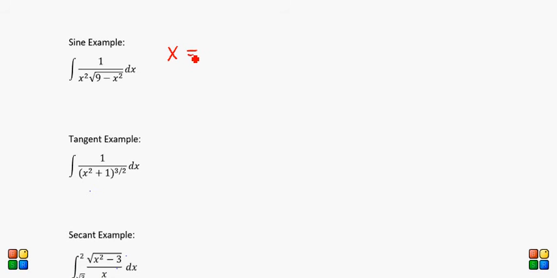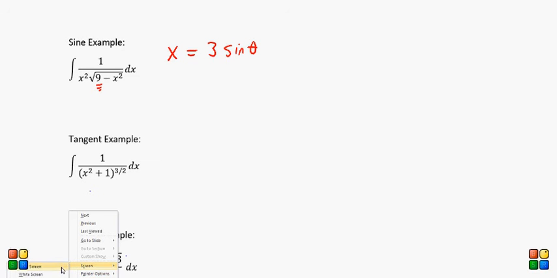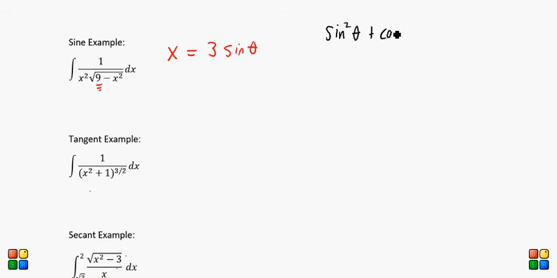So I'm going to let x be 3 sine theta. My new variable is going to be theta, but I'm also going to put a 3 in there, and the 3 is because of this 9 here. The idea that underlies this substitution is a trig identity you should definitely know, the main trig identity, and I'll put it in the upper right. We know that sine squared theta plus cosine squared theta equals 1.